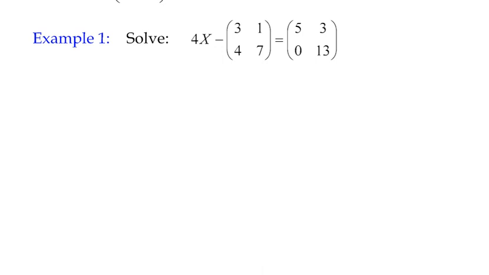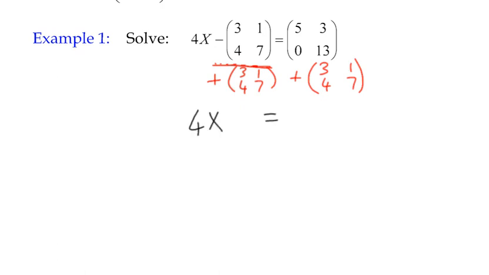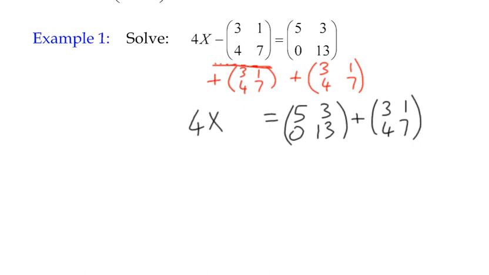What we would want to do first of all is isolate the 4x term on the left. In other words, we want to negate this vector subtraction, which we can do effectively by adding the vector back on, and they will cancel out, as long as I'm adding the same vector on the other side. So we can add the vectors on. Effectively then we're saying that 4x is equal to 5, 3, 0, 13 plus 3, 1, 4, 7.